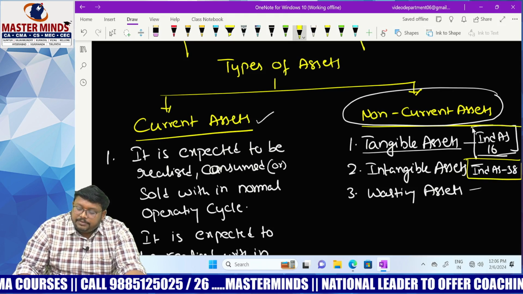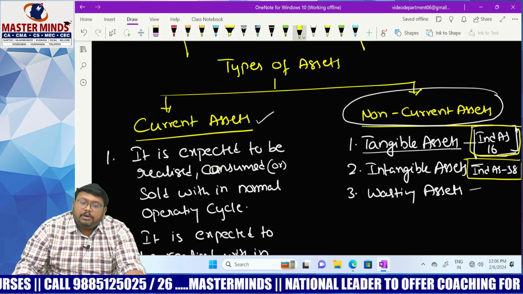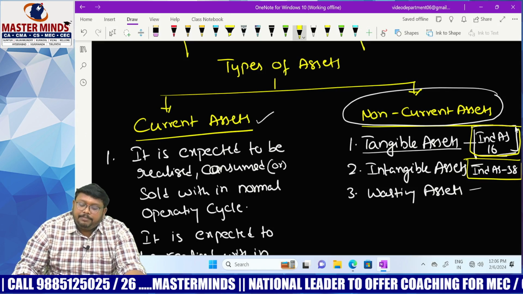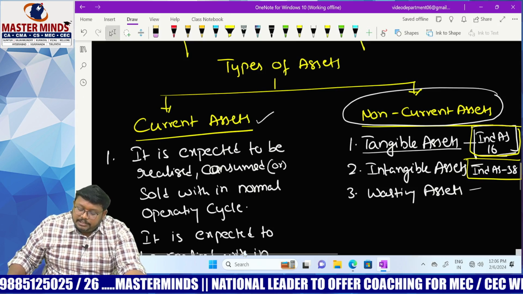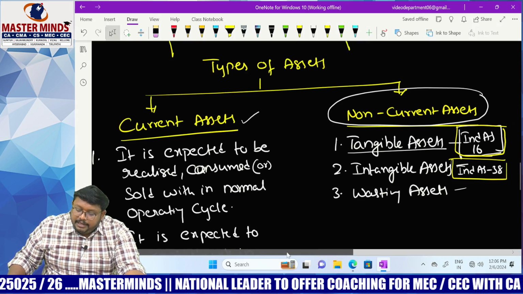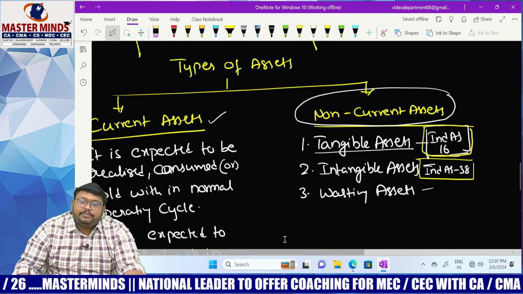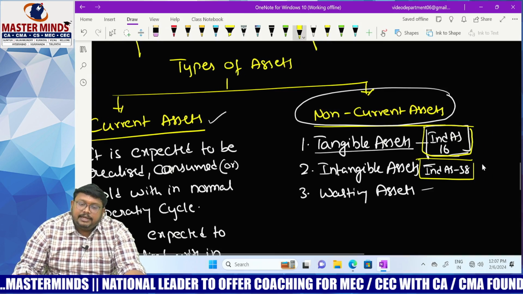For tangible assets, what do we have? Ind AS 16, property, plant and equipment. For intangible assets, what do we have? Ind AS 38, accounting for intangible assets.